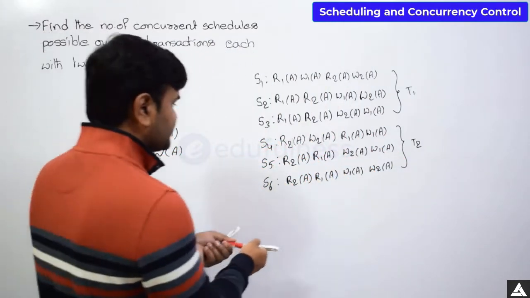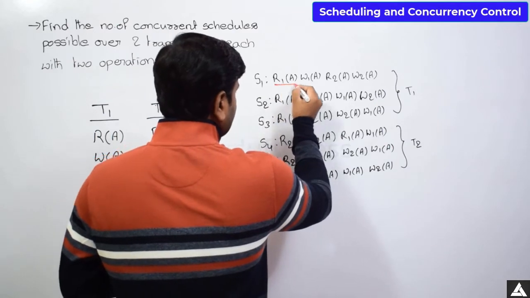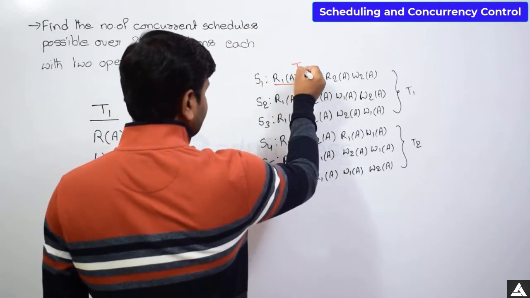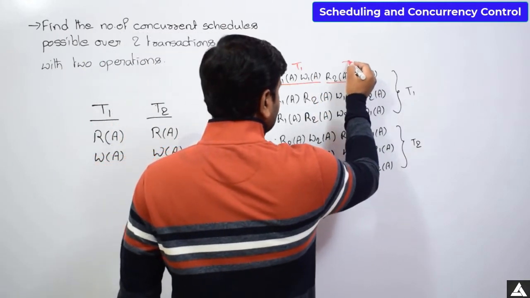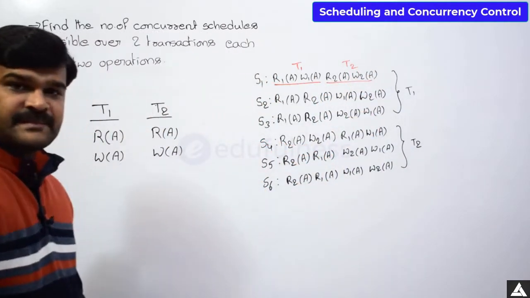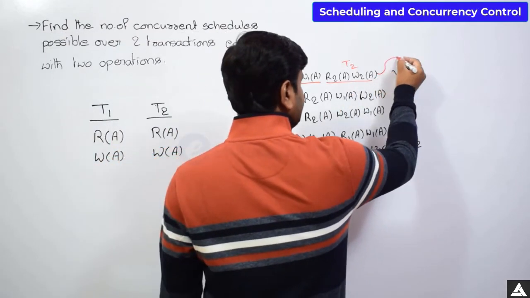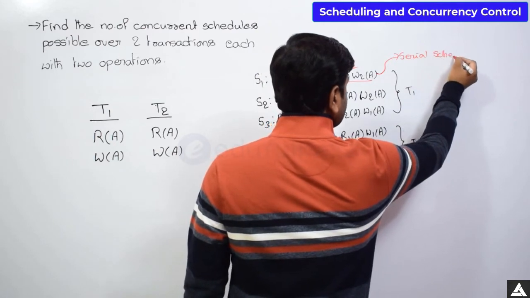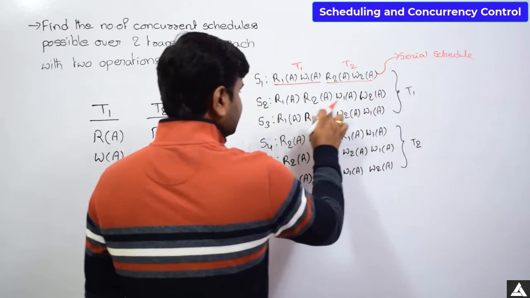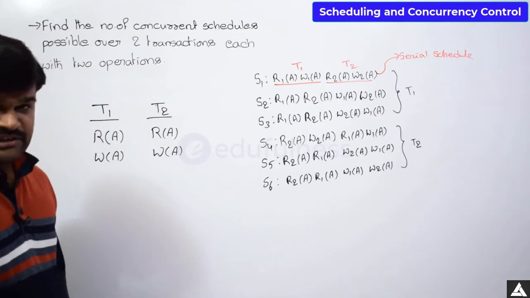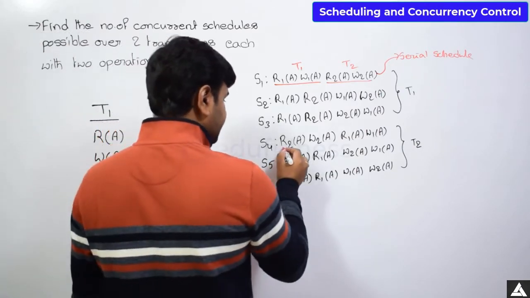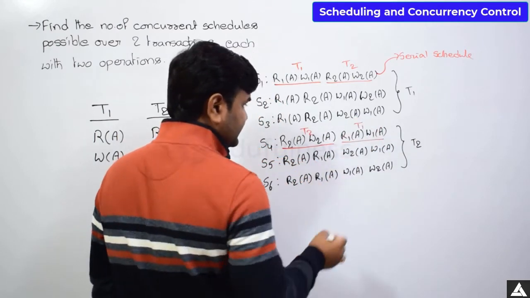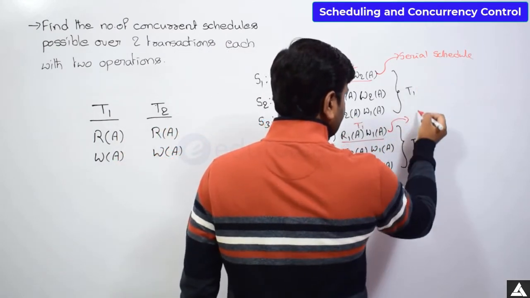In this, if you observe S1, you completed all T1 related operations and after that all T2 related operations. So this is a serial schedule. But S2 and S3 are not serial schedules. In the same way, here first T2 you did and then T1, so this is also a serial schedule.